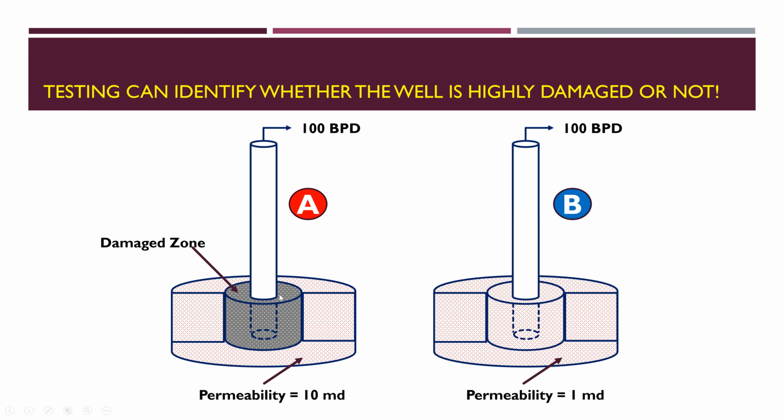How can we identify it? By testing the well. The test can identify what's going on. If we already have skin, it will appear in the form of a zone surrounding the wellbore. This zone, we call it the damaged zone. The permeability in this damaged zone will not be the same as the permeability in the rest of the reservoir. This can explain why the two wells are producing the same.